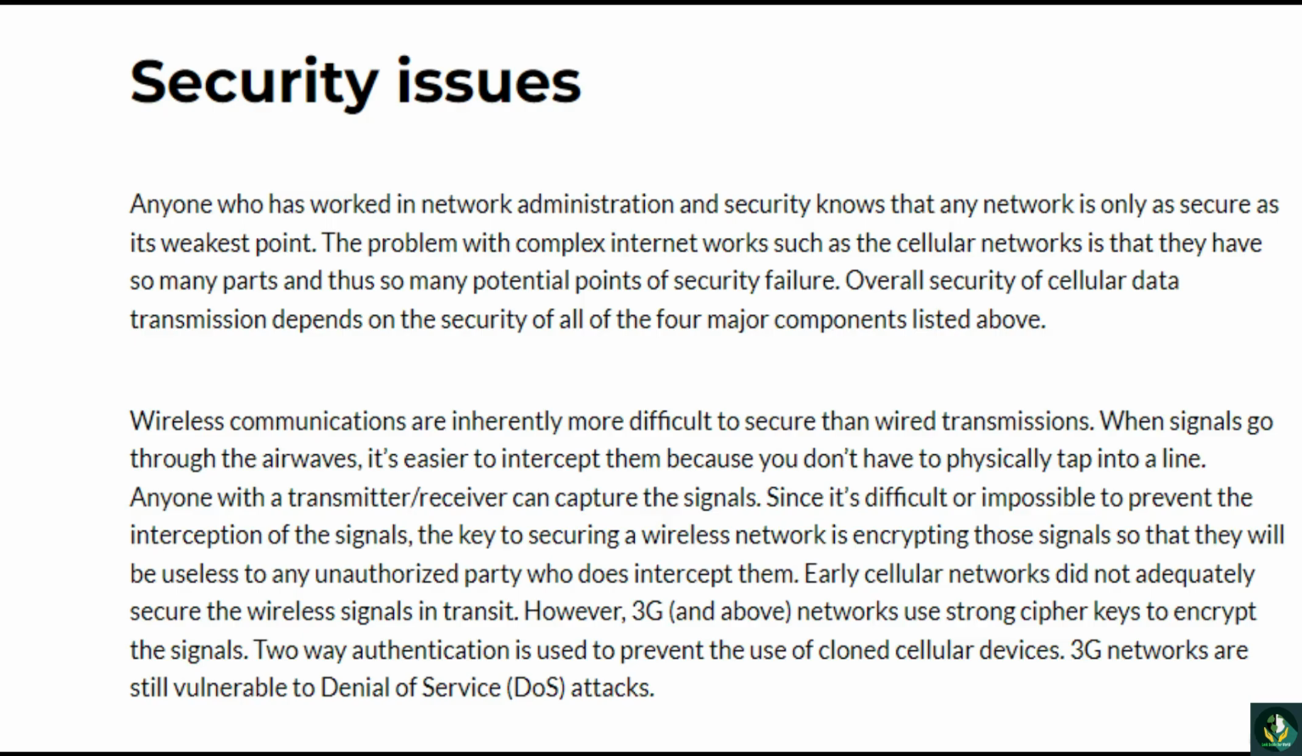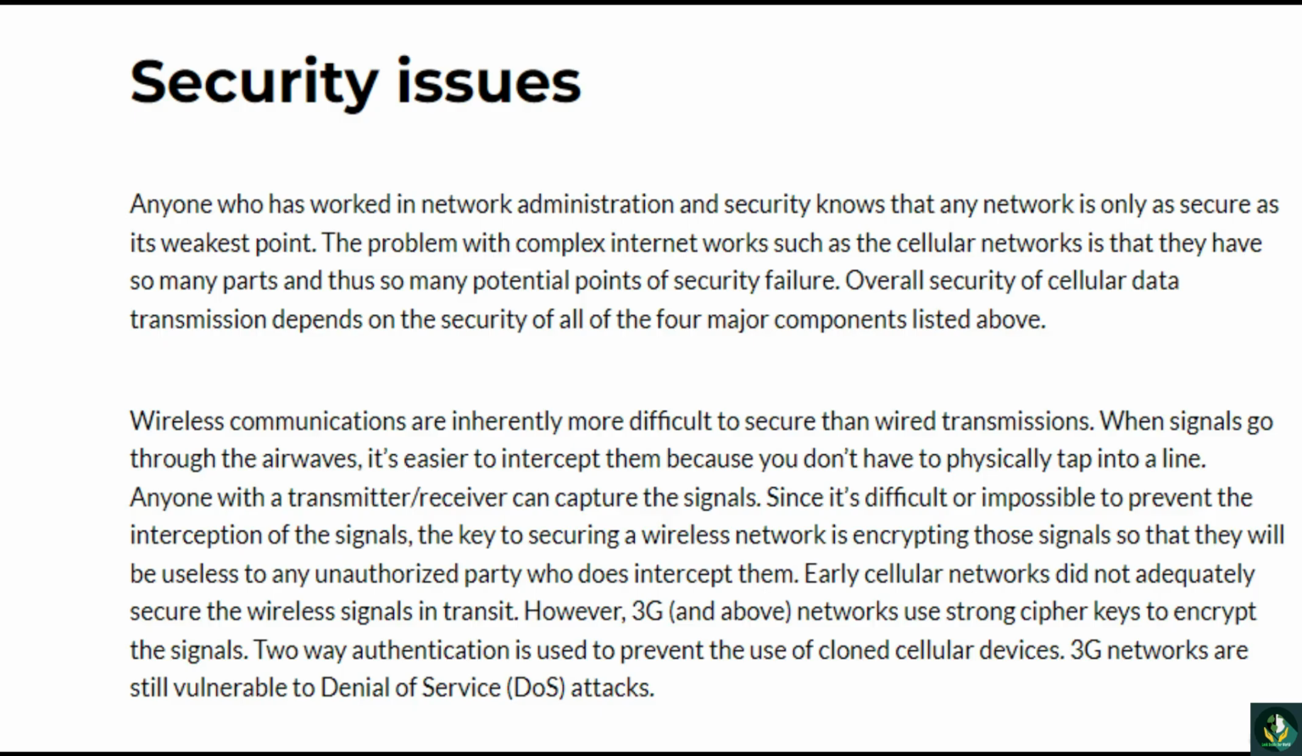The problem with complex internetworks such as cellular networks is that they have so many parts and thus so many potential points of security failure. Overall, security of cellular data transmission depends on the security of all of the four major components listed above.